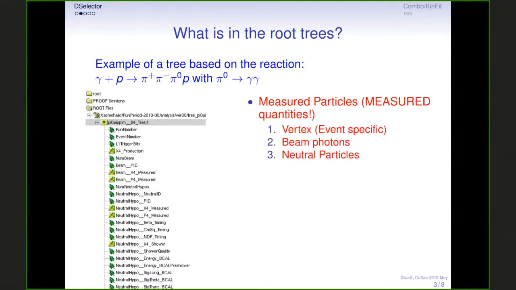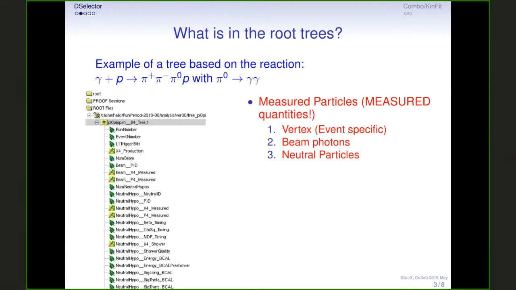And then when you look at the entries in this tree, you see a run number, event number, trigger bits. These are values that are event specific. Each event has that. And then you have the number of beam photons that are related to this event. And then the beam PID, beam X measured, beam momentum measured. Those are arrays, and the array is as big as the number here indicates.